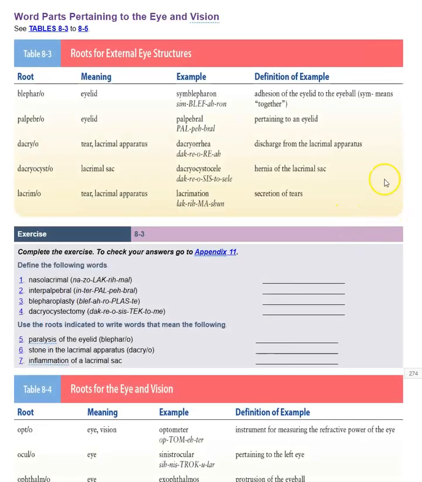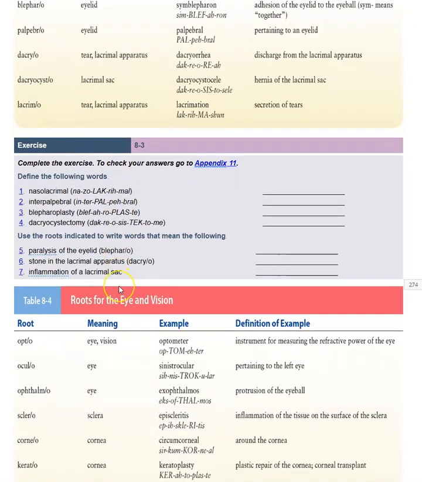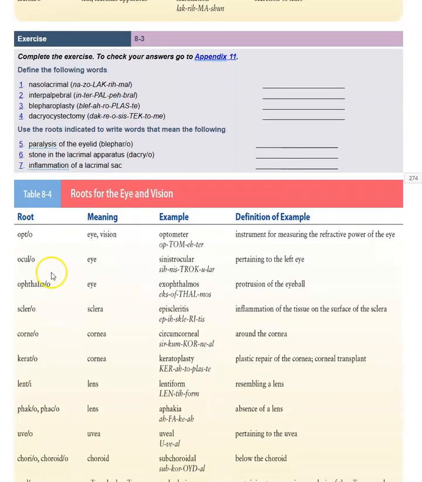Condition. Well, where's my conditions of the eye? Okay, hang on. Bleph is a root word pertaining to the eye. Dacryl, lacrimo, or lacrum. Opt, ocular. Ocular is all about the eye. So pertaining to the left eyelid or pertaining to the left eye is sinistroocular. Okay, where's the right one? I don't know. Protrusion of the eyeball would be exophthalmos.